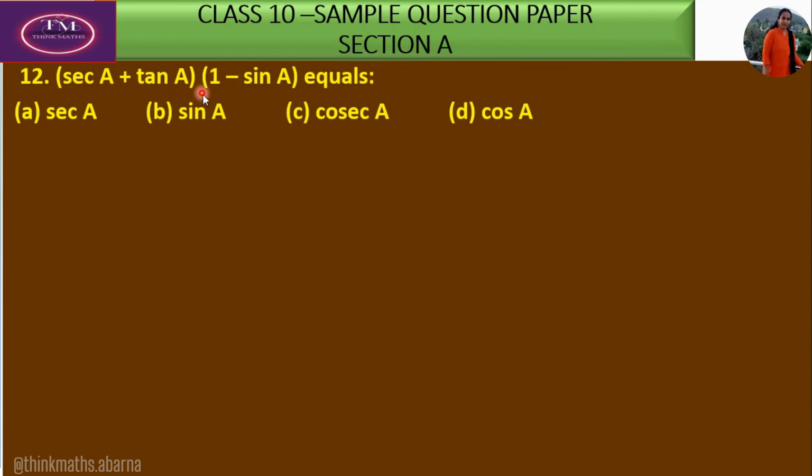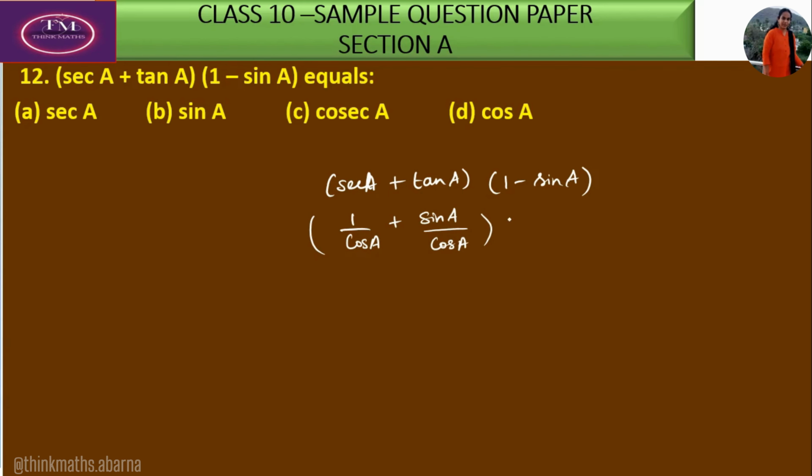Secant A plus tan A into 1 minus sin A equals to. So we have to simplify this. So what is given? Secant A plus tan A into 1 minus sin A. How can you write secant A? It can be written as 1 by cos A. Tan A can be written as sin A by cos A into 1 minus sin A. So cos A is common for both. So if we write cos A as LCM, it is nothing but 1 plus sin A. Here we have 1 minus sin A.